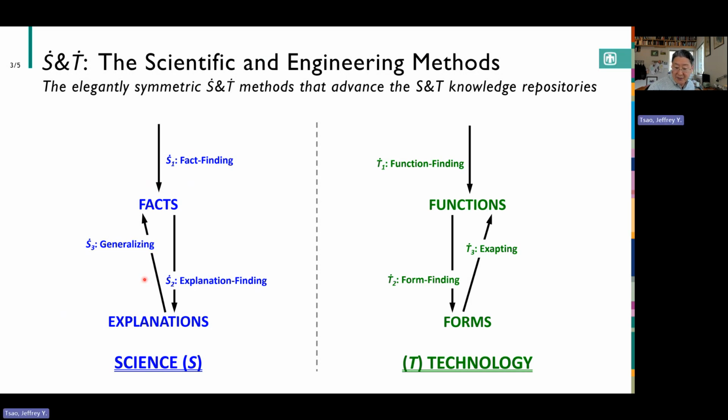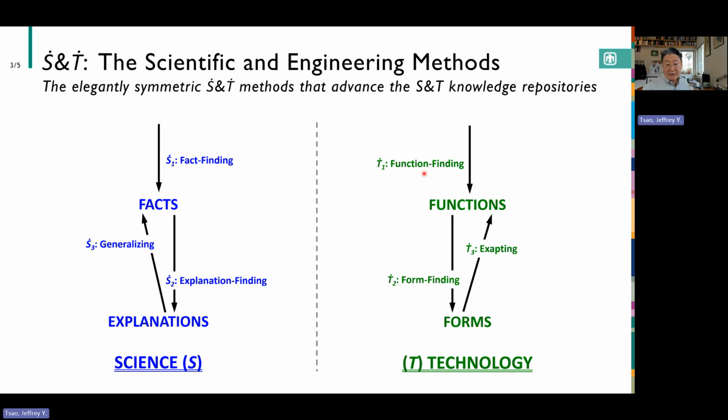And then with emerging explanations in hand, the method proceeds to the third mechanism, S3 dot, the generalizing of those explanations to predict possible new facts, triggering a hunt for those new facts, coming full circle back to the first mechanism, S1 dot.